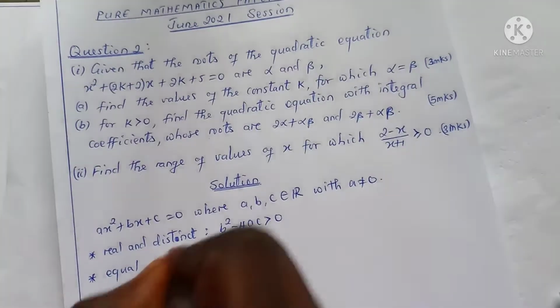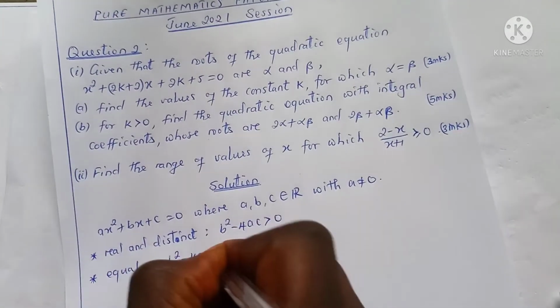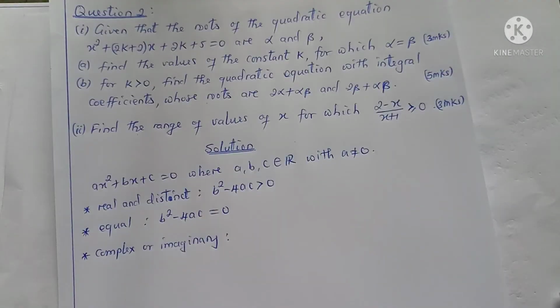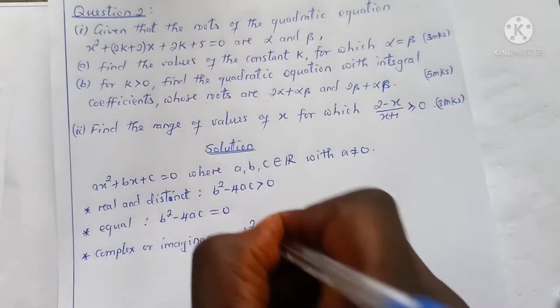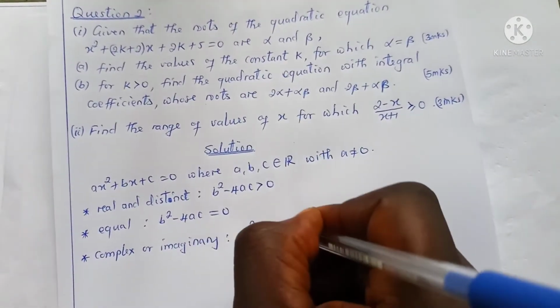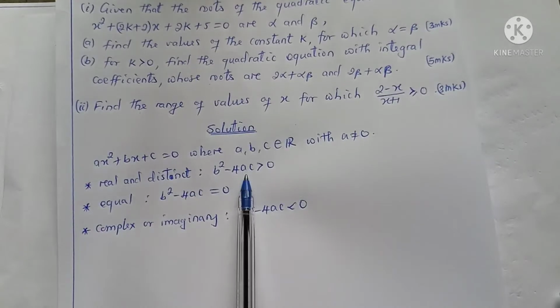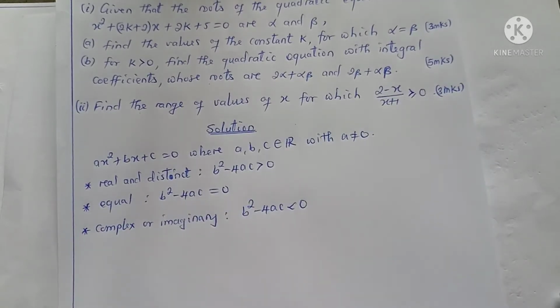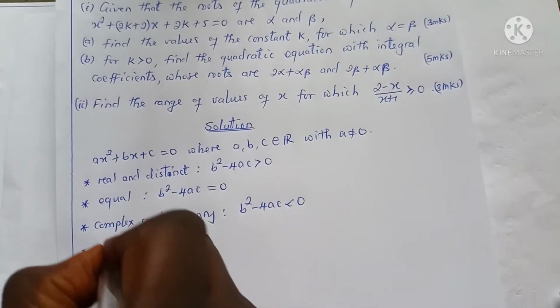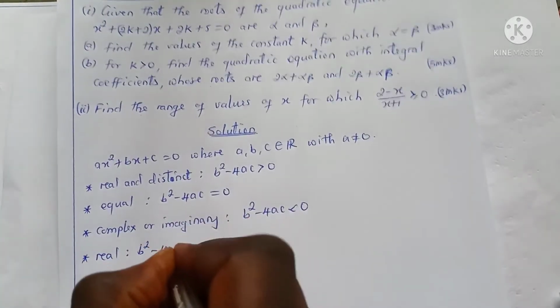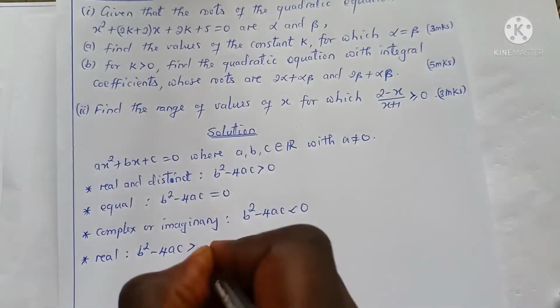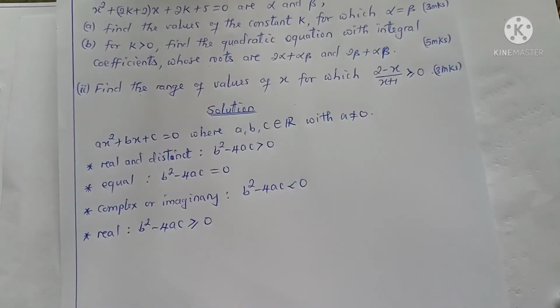And if they are equal, the discriminant b squared minus 4ac will be equal to 0. They may be complex or imaginary, and in that case, the discriminant b squared minus 4ac will be strictly less than 0. But if the roots of a quadratic equation are said to be real, then there are two possibilities. Either they are real and distinct, or they are real and equal. And in that case, the discriminant b squared minus 4ac will either be greater than 0 or it will be equal to 0.